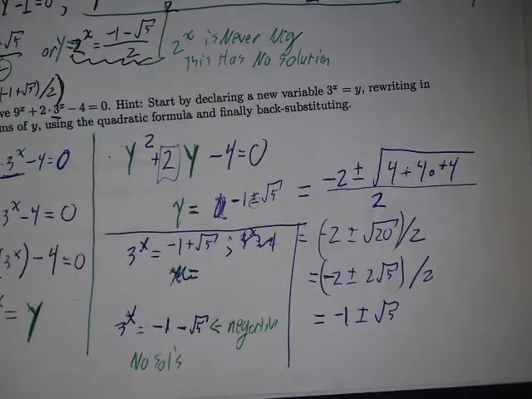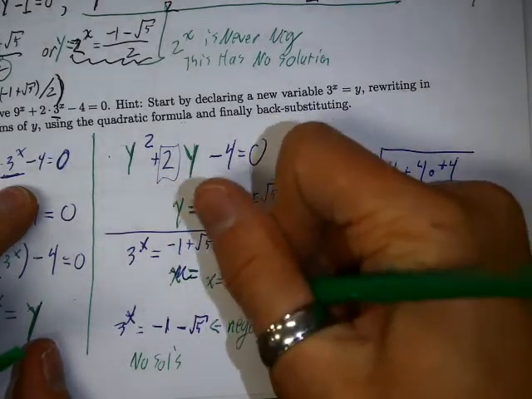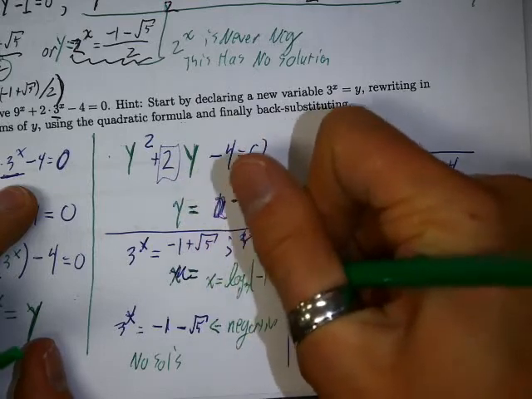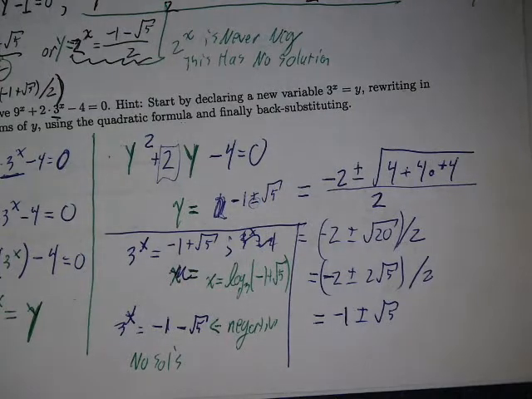How do you find the solution to 3 to the x equal to -1 plus the square root of 5? You just rewrite it in log form. You'll wind up with x equal to the log base 3 of -1 plus root 5. Maybe it would be nice to rewrite that as the square root of 5 minus 1.